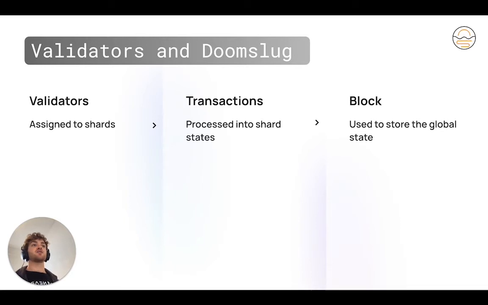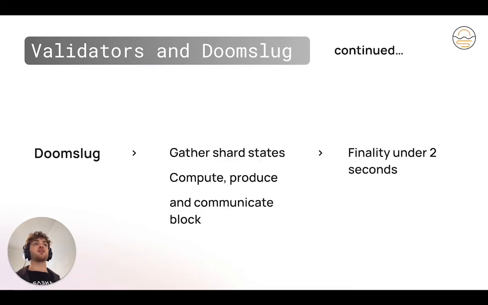The TPOS algorithm then assigns block validators the responsibility of computing the global state of the NIA blockchain based on the local state of each shard part of the network that they receive from the shard validators, and creating a block from the computation. NIA uses a mechanism called Doomslug to allow block validators to firstly gather shard states, secondly compute, thirdly produce, and lastly broadcast a block in under 2 seconds. The process commonly referred to as finality.